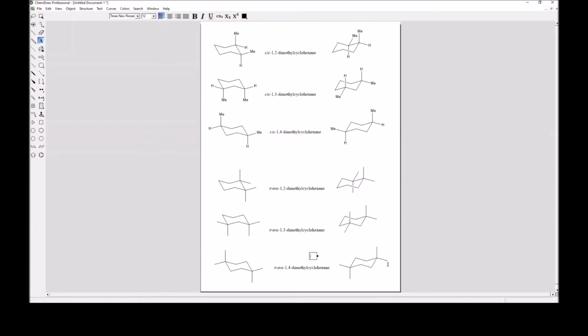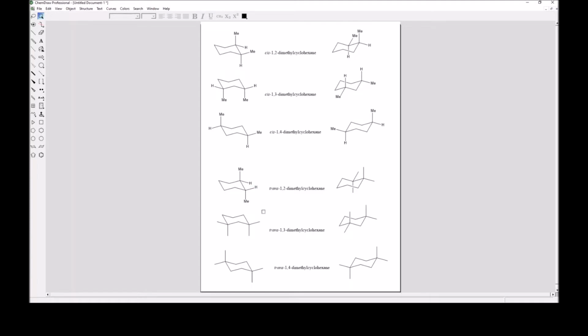All right, so we got the labels correct. We have our palette ready, and now we just need to start filling in our methyl groups. Trans means that the methyl groups are on the opposite side. So if this methyl group is up, then at the 2 position, the methyl group needs to be down. And I'll put the hydrogens in here.